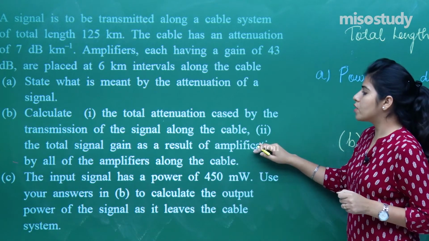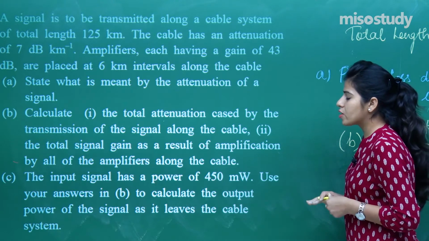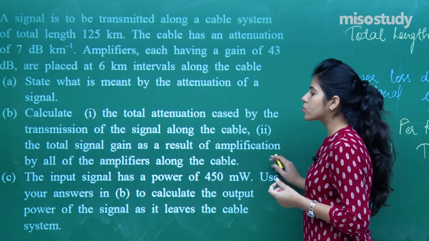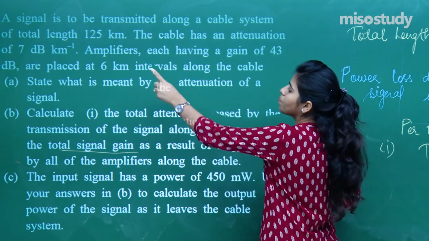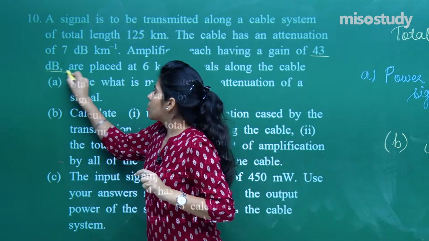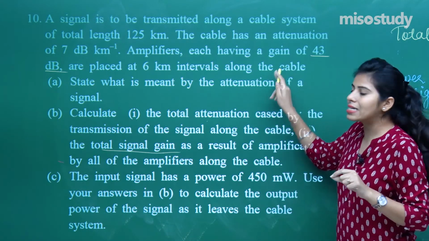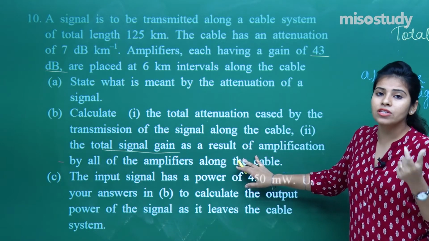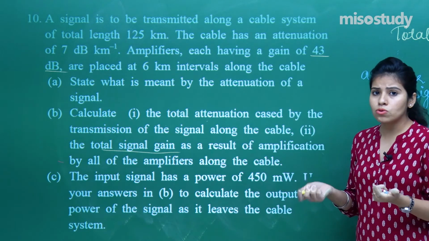Now the second part of the B, the total signal gain as a result of amplification by all the amplifiers along the cable. Now see, we have to find the total signal gain. Each amplifier has a gain of 43 decibel. We have to tell the total signal gain, but for that we need to know the number of amplifiers, but we don't know about that.